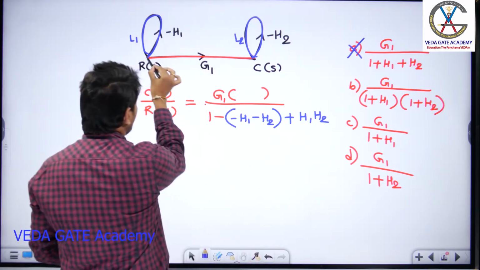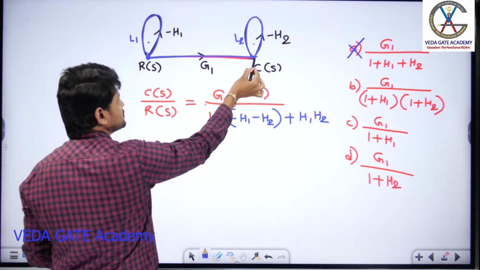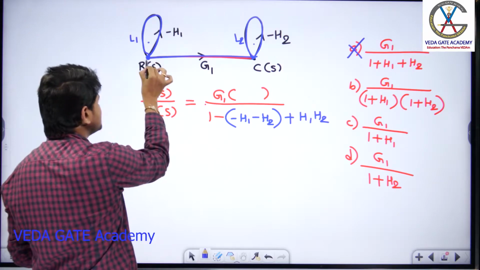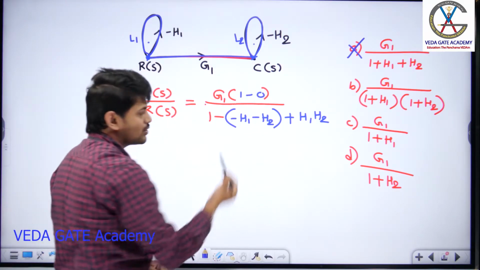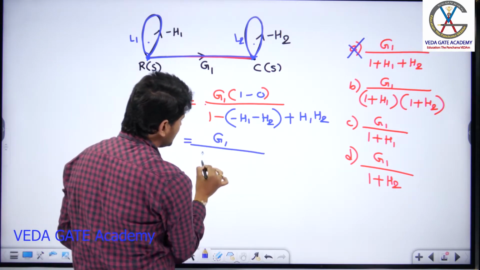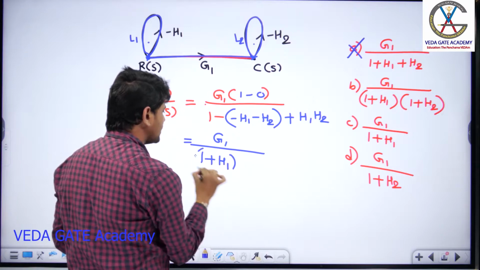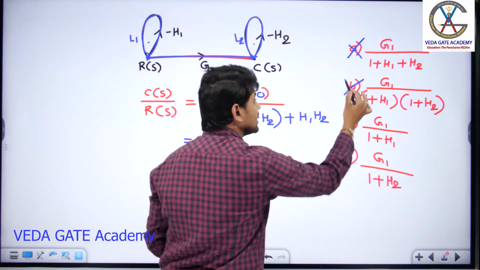For this forward path, whatever I have shown, loops L1 and L2 both are touching it at these positions. This loop is touching at this position, and this loop is touching at this position. There are no loops which are not touching, so you are going to get 1 minus 0. If I simplify this, what you are going to get is G1 divided by 1 plus H1 into 1 plus H2. So which option is this? Option B, which is again wrong.